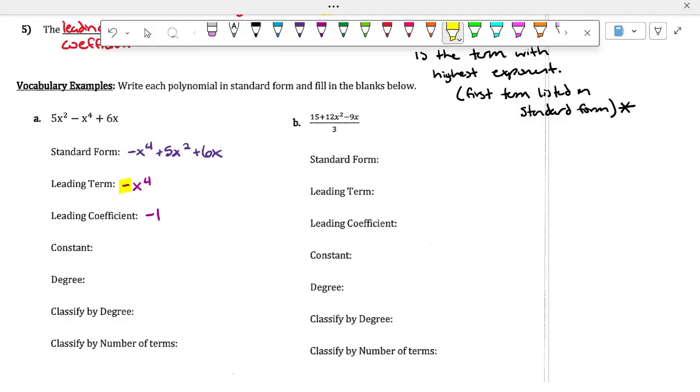Is there a constant in this expression? No. So we don't have a constant.